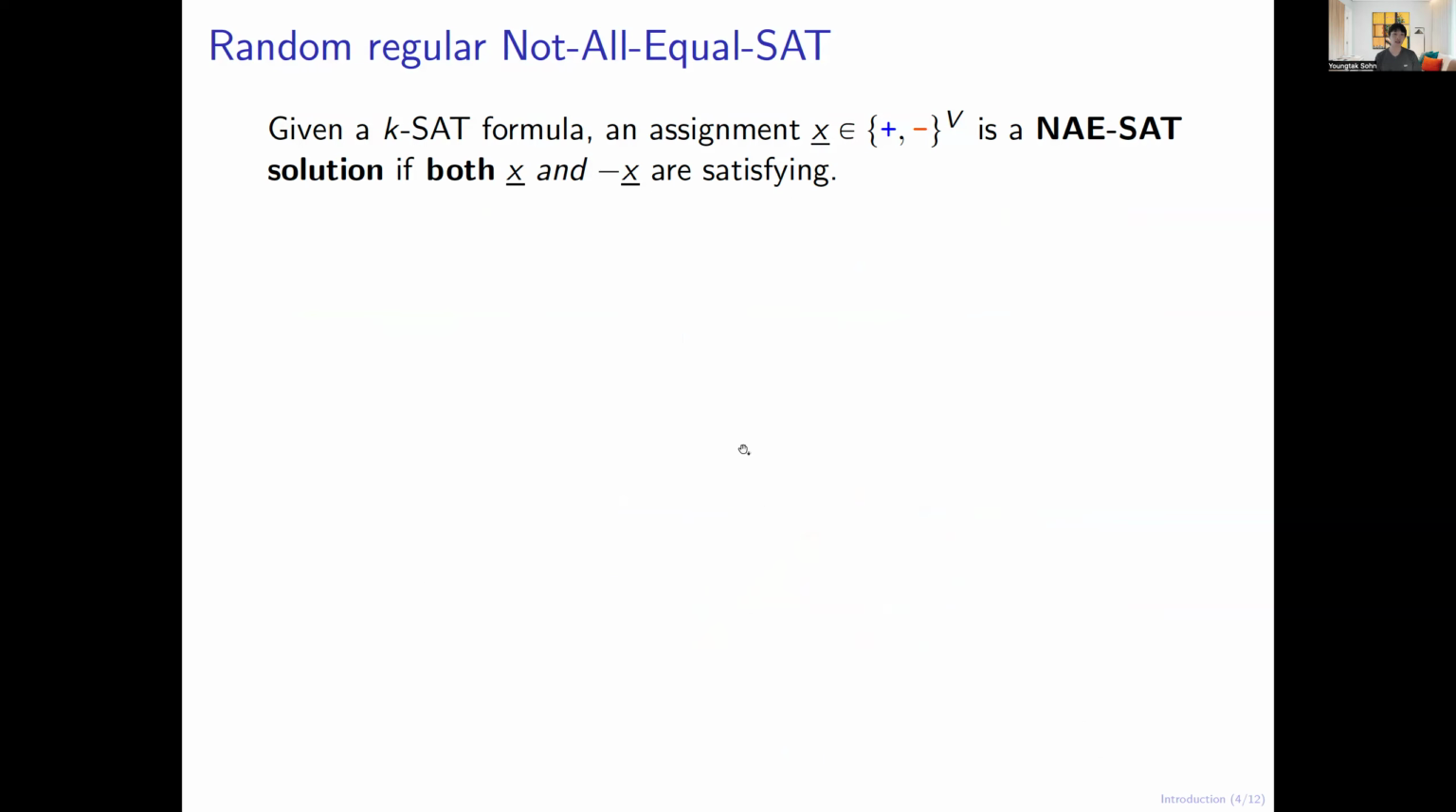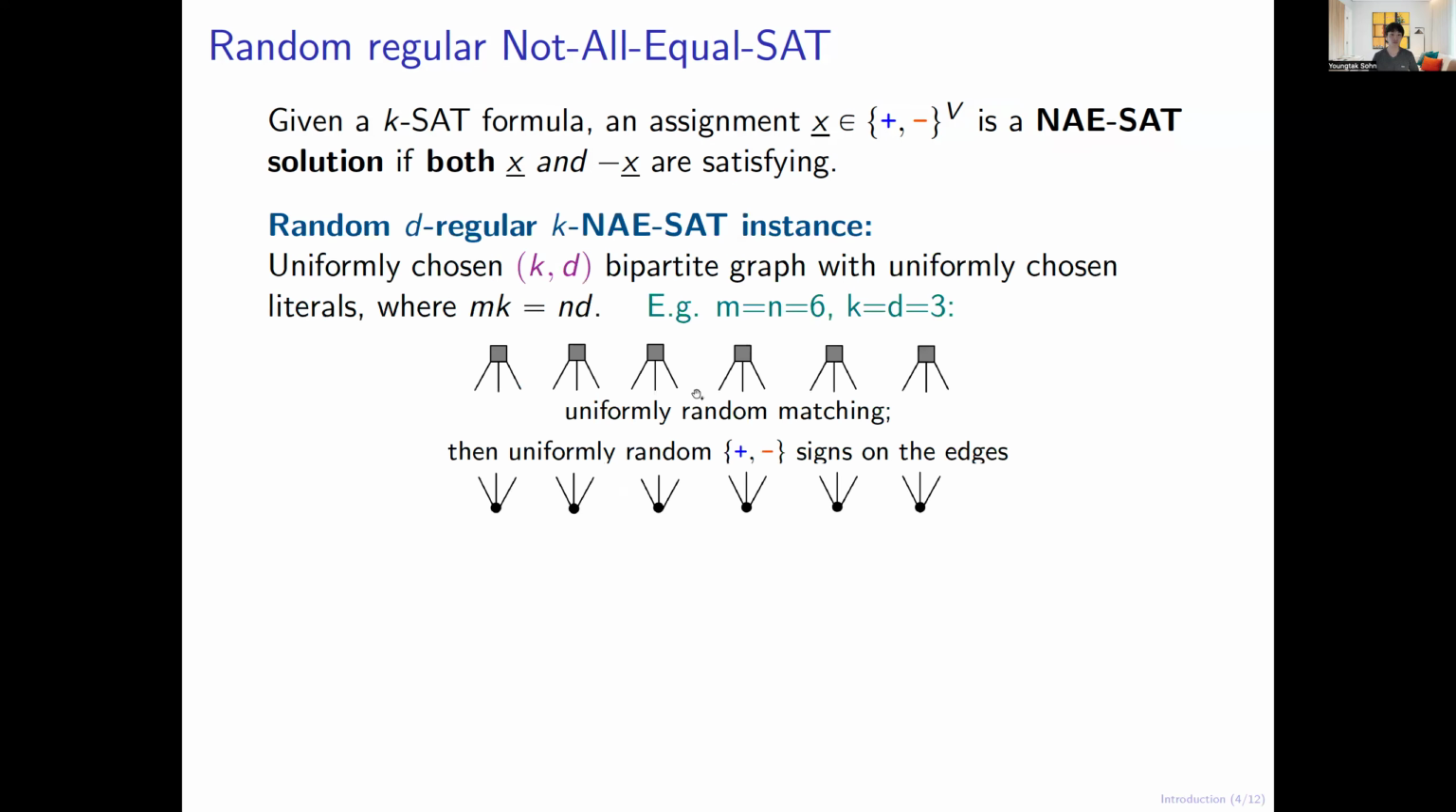In this talk, I'll discuss a variant of this k-SAT model called the random regular NAE-SAT model. Given a k-SAT formula, an assignment x is a not-all-equal SAT solution if both x and minus x are satisfying. So this NAE-SAT formula has more constraints than the k-SAT model. I'll consider a random d-regular k-NAE-SAT instance, and here d-regular means that every variable participates in the same number of clauses, namely d clauses.